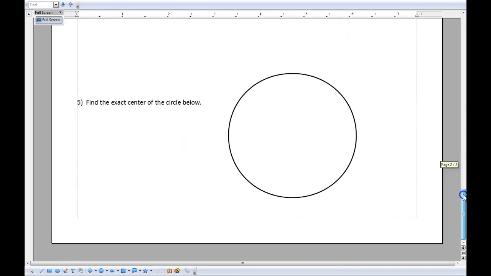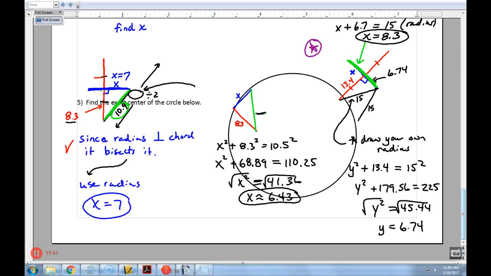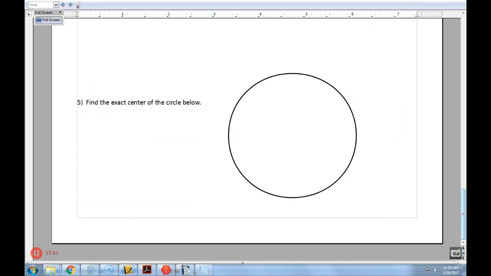Alright, last one, number 5. This is just kind of a little method to how you can find the exact center of a circle. So if you're given a circle and they're like, hey, where's the center point at? Something you can do is basically a couple steps. Number one is draw 2 random chords.